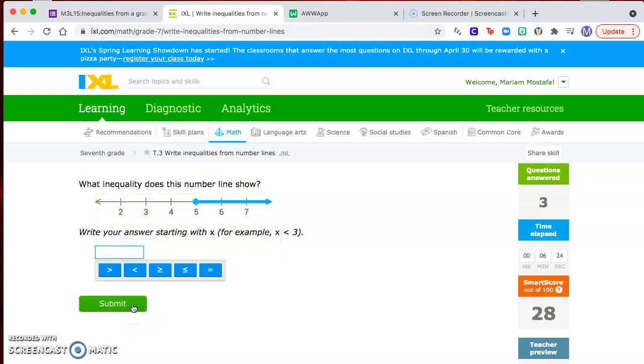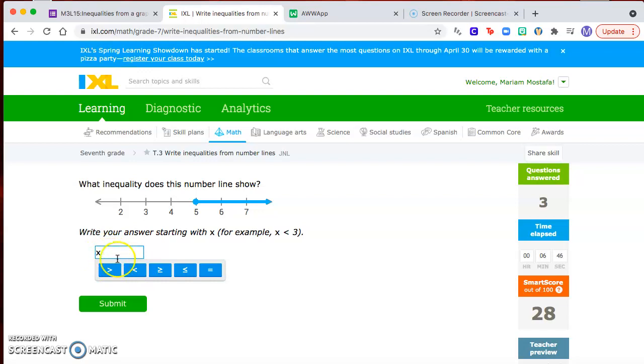Now just remember that again, greater than, less than, greater than or equal to: if it's open towards x, that means x is greater. If it's turned away from x, like here, so if I have x is greater, the sign is open towards the x. If I have x is less than, the sign is turned away from the x.